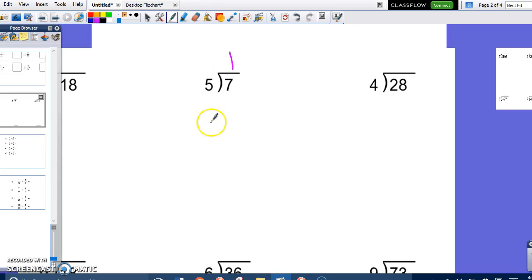Remember, I want to see all the work. So multiply. 1 times 5 is 5. Subtract. These are 2 steps that everyone forgets how to do. Multiply, take that answer, and subtract. Okay? So 7 minus 5. 5, 6, 7. My answer is 2, right? Now put that into fraction form.